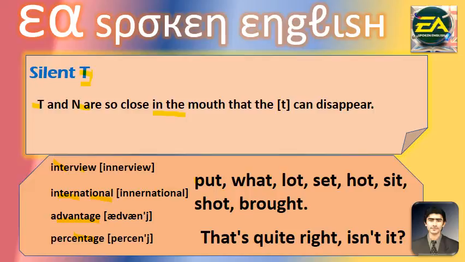And there is another rule for some words that have T at the end. It's difficult to pronounce, but it's enjoyable when you practice. That's quite right, isn't it? Make practice. Instead of "that's", you might say "that's". Quite right, isn't it?